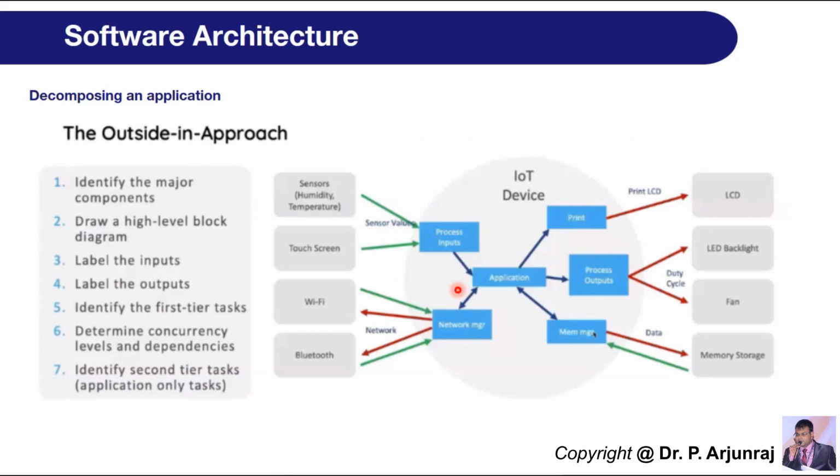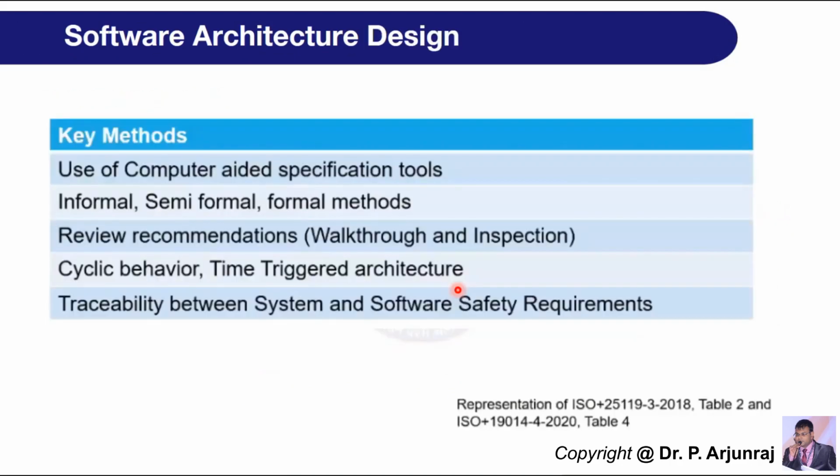The first level of tasks, you call this tier one, and then you should also understand and determine the concurrency levels and also the dependencies, and you should identify the second tier tasks and their application. You have some methods for applying this architecture design with respect to your software. You can use computer-aided tools. You can go for informal, semi-informal, or formal methods. You can also go for a review, through walkthrough or inspection.